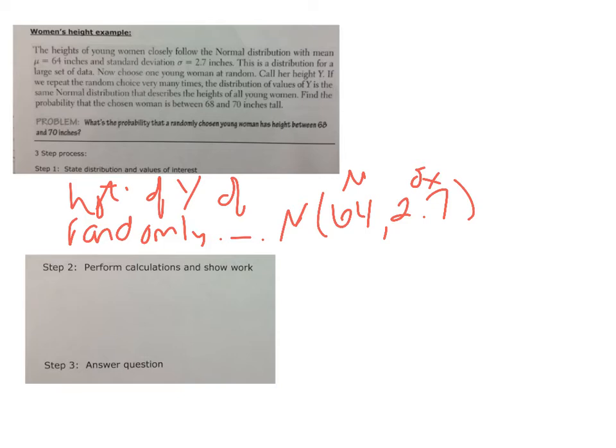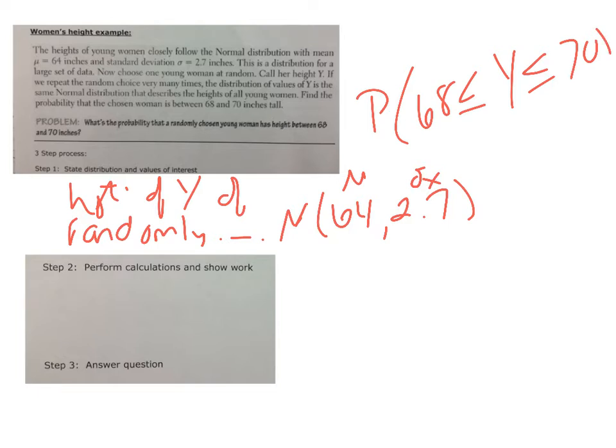And the values of interest that I'm establishing are that Y is greater than or equal to 68, but less than or equal to 70. So that's step one. I state my distribution. The height Y of a randomly selected woman has a normal distribution of 64, 2.7. And these are my values of interest up here, the probability that I'm looking for.